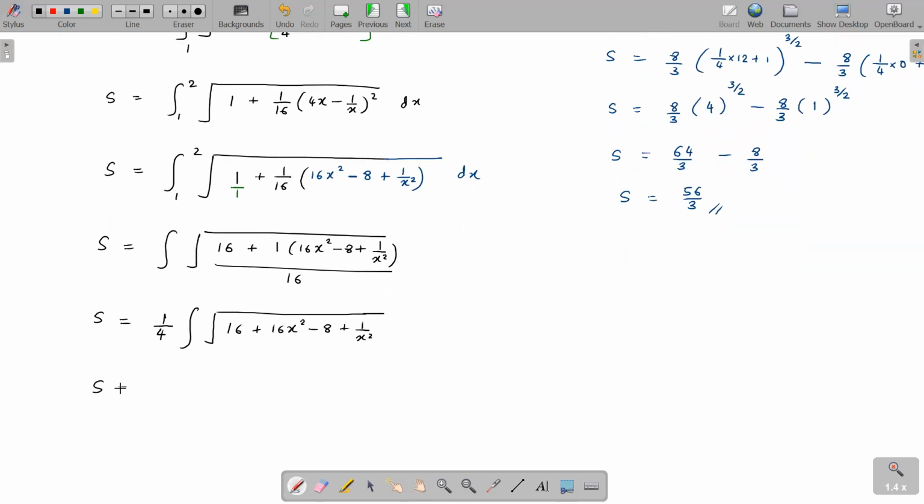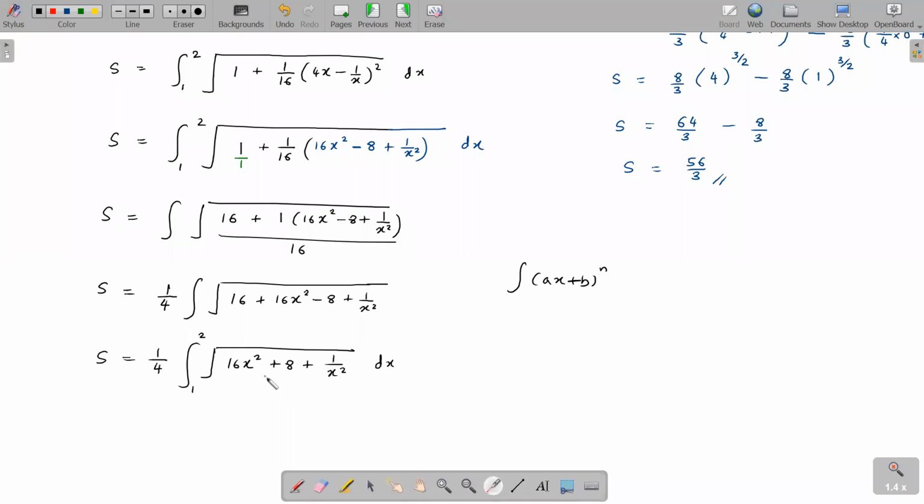So I end up getting here, inside the root, what do I get? 16x square plus 16 minus 8 is plus 8, plus 1 over x square. Okay, so we come to this point. Our limits are from 1 to 2. Now I have simplified this to the fullest. This is the maximum I can simplify. Okay, now what do we do?